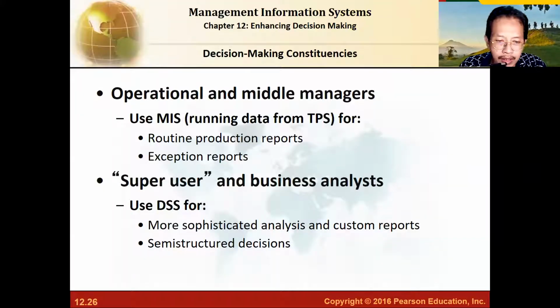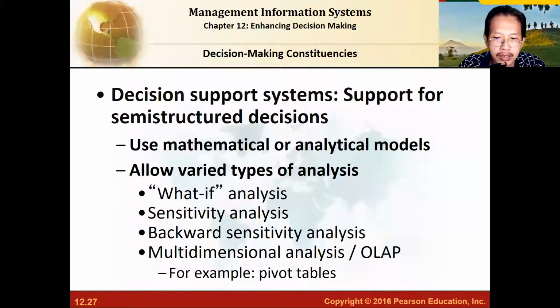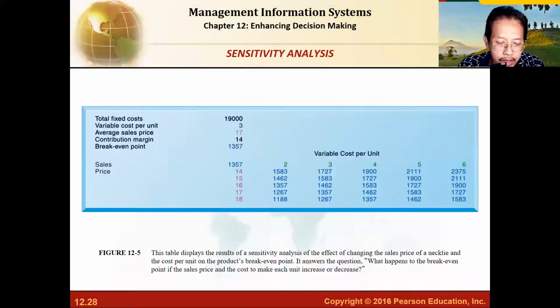Now, okay, we'll move on to who would be making the decisions. It could be the middle managers, it could be the business analyst, and then the types of decisions might be semi-structured decisions. The semi-structured decisions would be what-if analysis, sensitivity analysis, backward sensitivity analysis, and all that. So we'll take a look swiftly at what those mean.